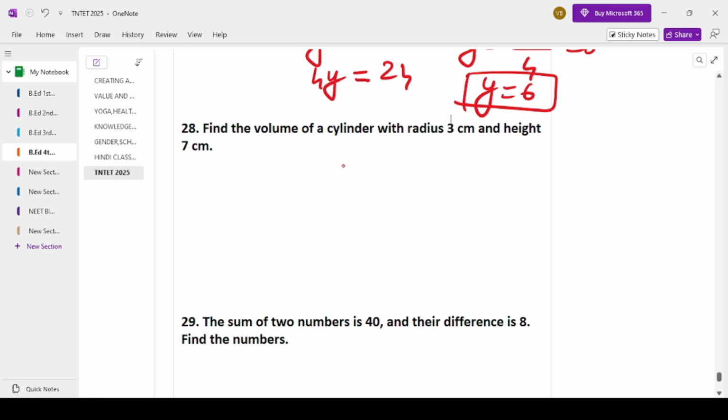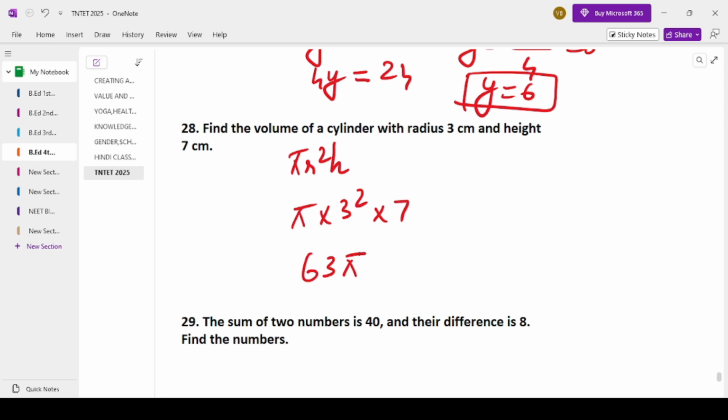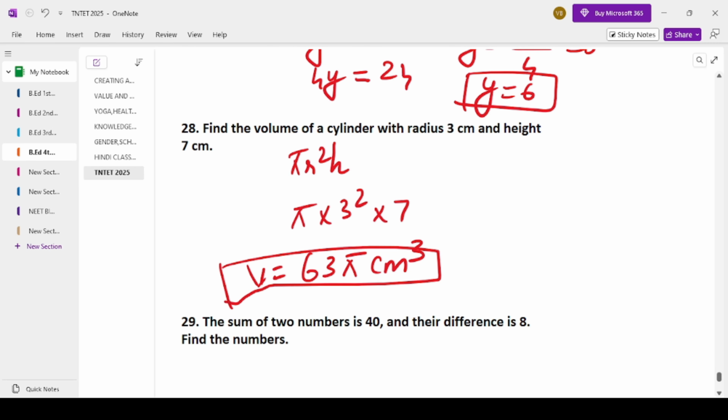Next, find the volume of a cylinder. So pi r squared h is the formula for that. So pi into 3 squared into 7, which gives you 63 pi centimeter cube as the answer. This is the volume of the cylinder in this particular problem.